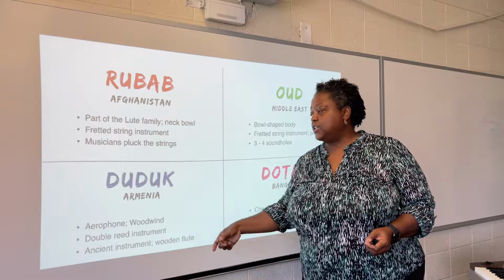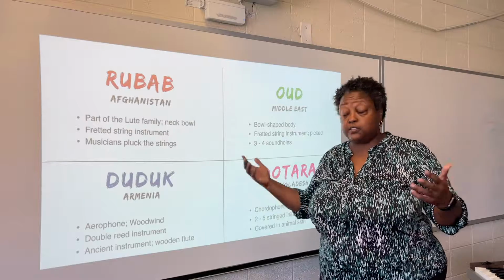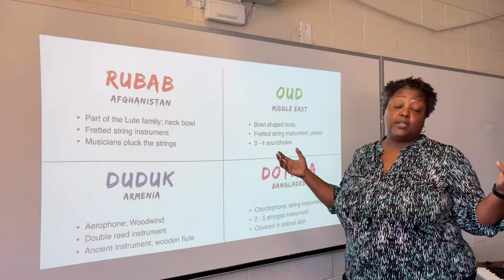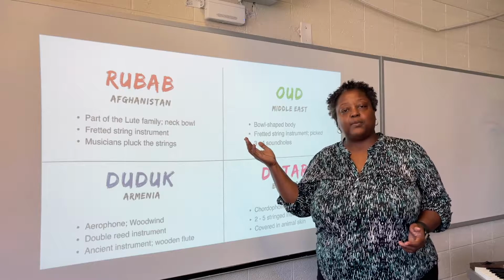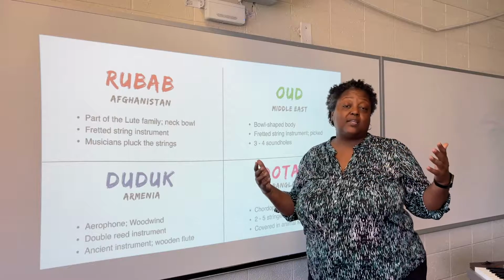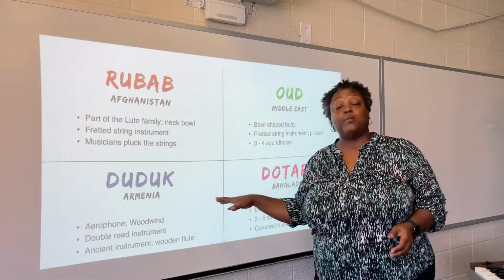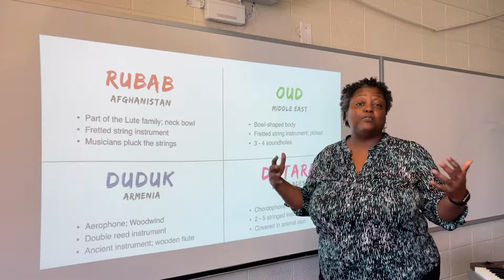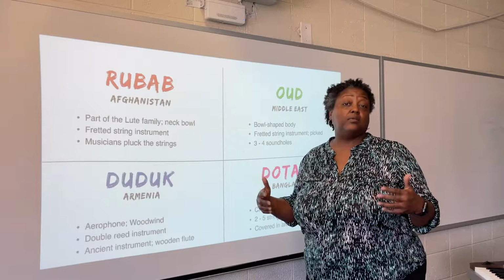The duduk is from Armenia. It's an aerophone, which is some type of wind instrument. Aerophone pertains to wind, so it's a woodwind. It has a double reed. It's an ancient instrument, like a wooden flute. The modern flute, as we think about it, is made out of metal. Most of your students, when they see a flute, automatically recognize it because it's silver, and those are the only flutes they know about. But we have to remember that flutes were made out of wood initially. Sometimes we forget those things. We're caught up with modern things and forget where these instruments came from. So you also want to remember that flutes and recorders and things of that sort started out as wood.